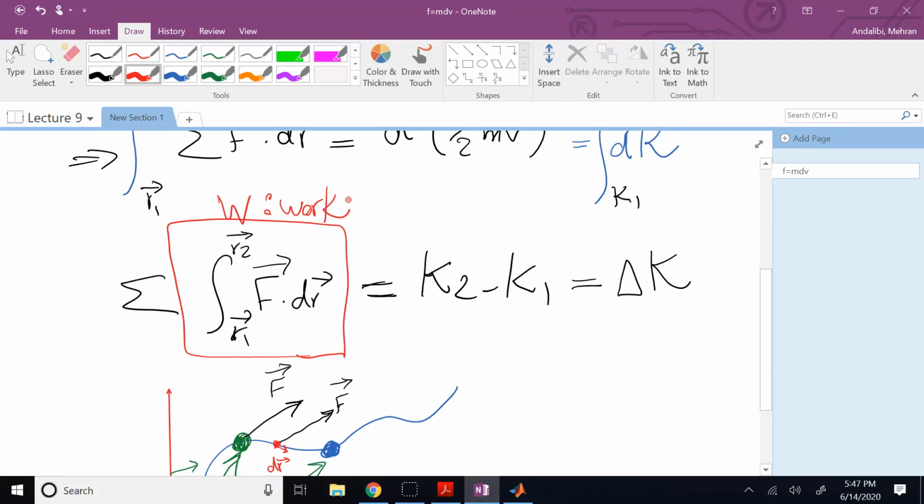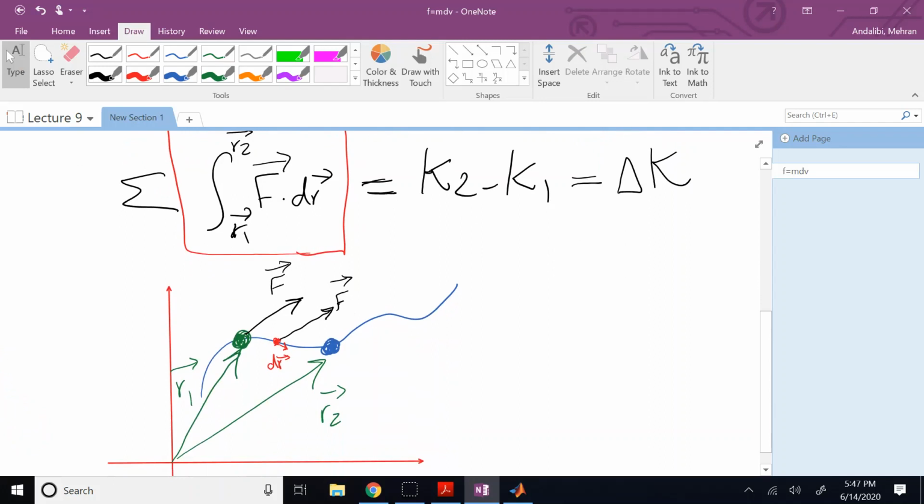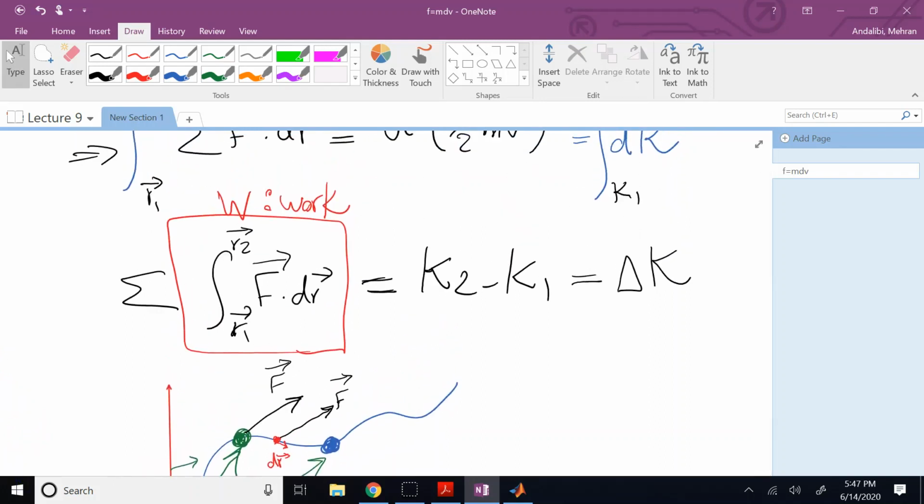Work, right? In general, work is the integral of force dot displacement between the two positions. There are special cases where F is constant, then F can be out of the integral, and the integral of dr is going to be delta r, so you can simplify it to F dot delta r, which is magnitude of force times magnitude of displacement times cosine of the angle in between. But this is general. Again, in here F does not need to be constant. In here F can be a function of position if you want.